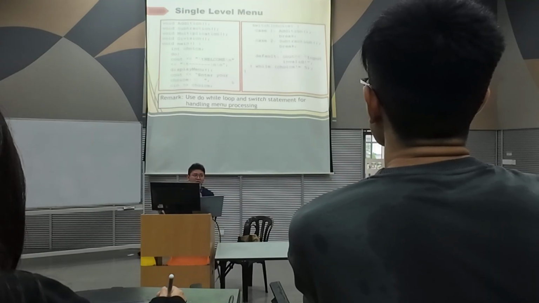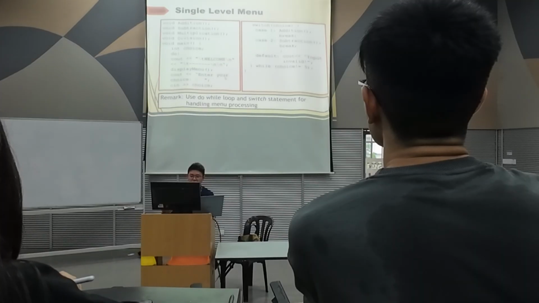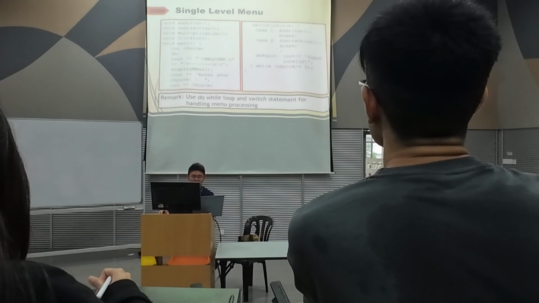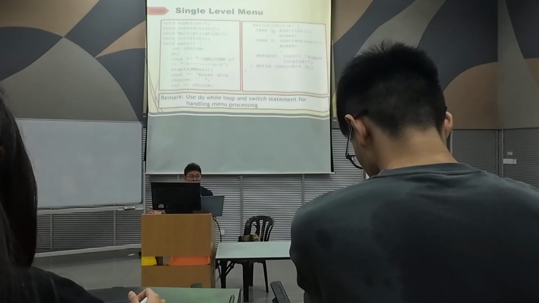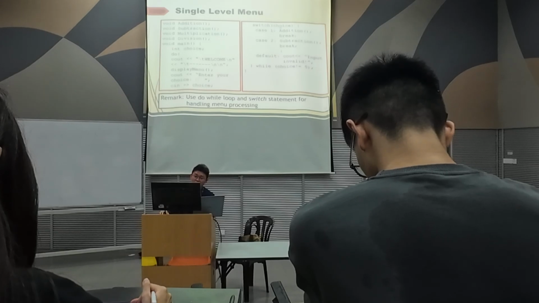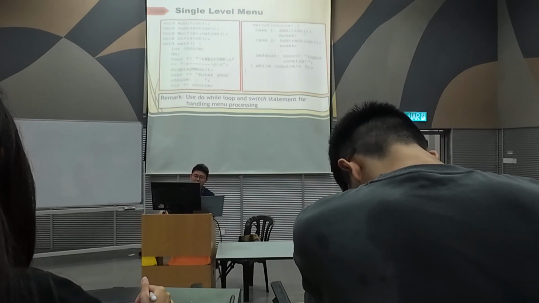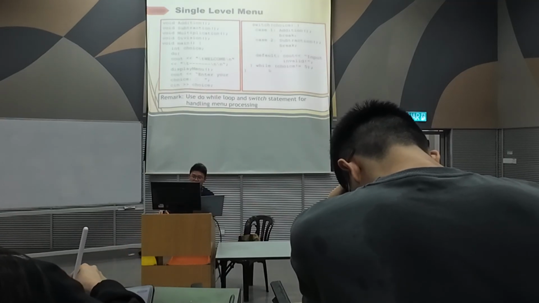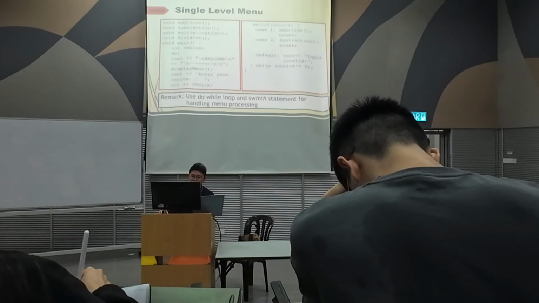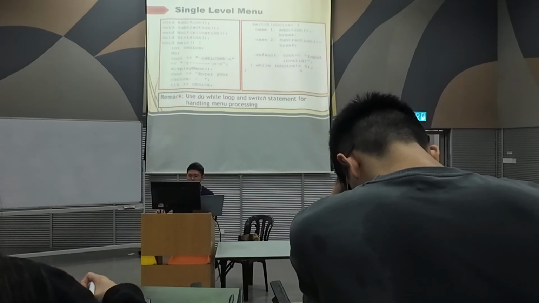Later I'm going to demonstrate multi-level menu. For single level menu, you just copy this, put it into the compiler and try. The switch statement here is to determine what the user input is. Let's say the user inputs 1, then you go to case 1, and you call this addition function. The do is here, and the while is here. Everything is wrapped inside this do while.